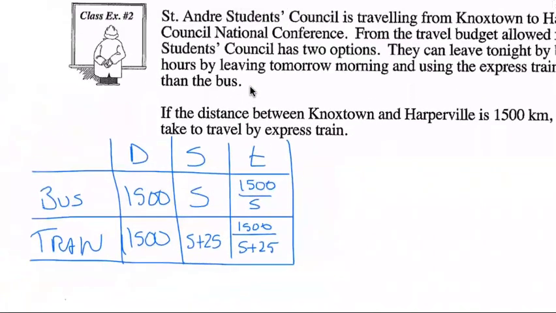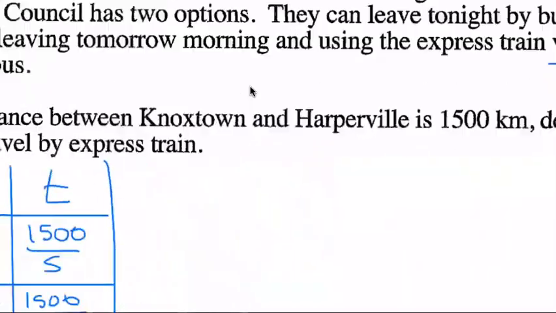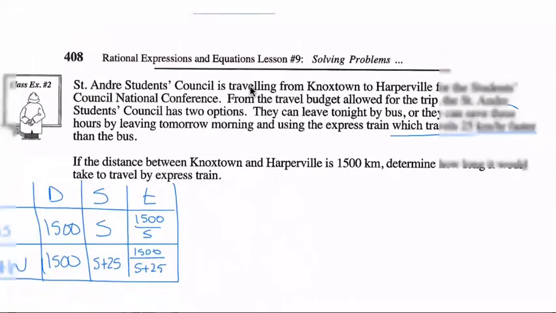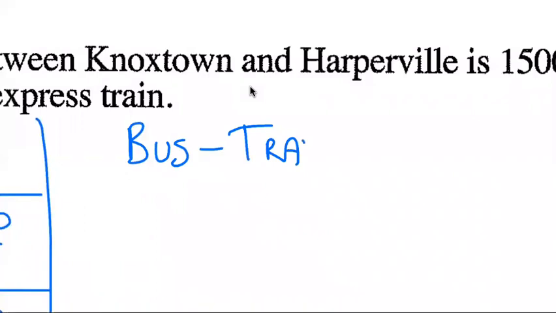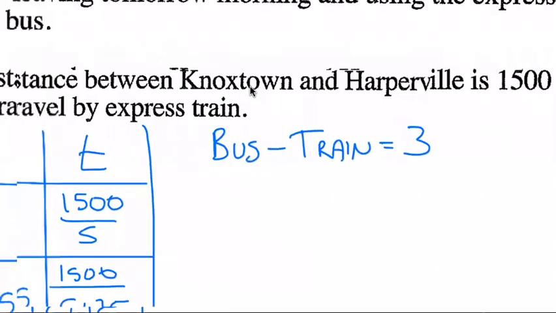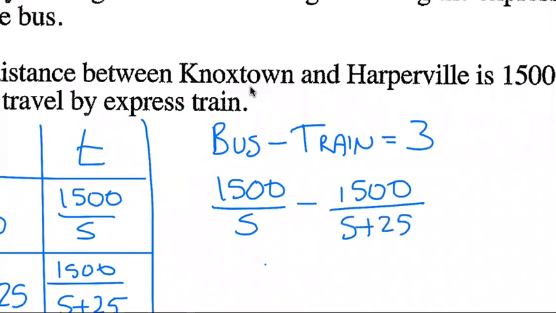And we know that the bus or the train can save 3 hours, which means my bus time minus my train time should equal 3 hours. Well, my bus time is 1500 divided by S. My train time is 1500 divided by S plus 25. That should equal 3 hours.